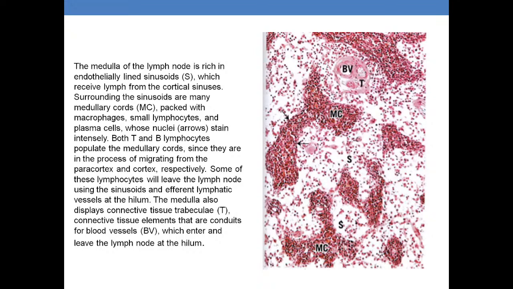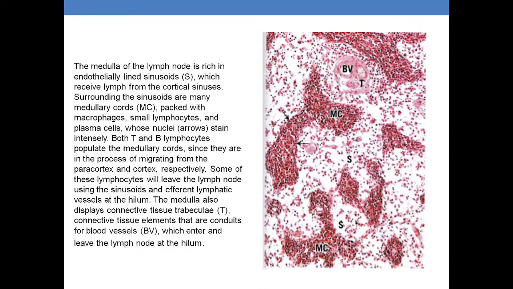The medulla of the lymph node is rich in endothelial-lined sinusoids, which receive lymph from the cortical sinuses. Surrounding the sinuses are many medullary cords packed with macrophages, small lymphocytes, and plasma cells, whose nuclei stain intensely.